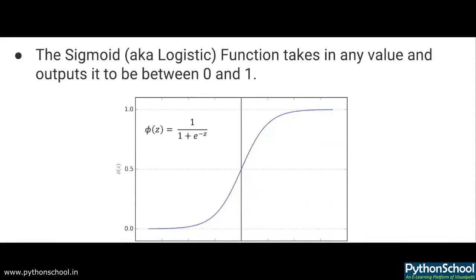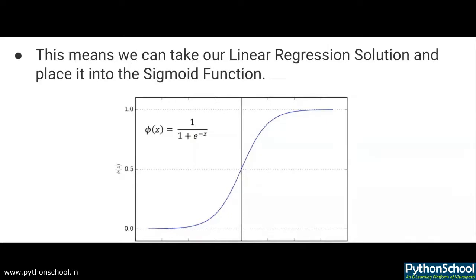So here we are defining this sigmoid function as theta of z, where z is just referring to the x-axis, is equal to 1 over 1 plus e to the power of negative z. So no matter what value you give to z here, you will always get a value between 0 and 1. This means that we can take our linear regression solution and place it into the sigmoid function, because it is always going to be between 0 and 1.